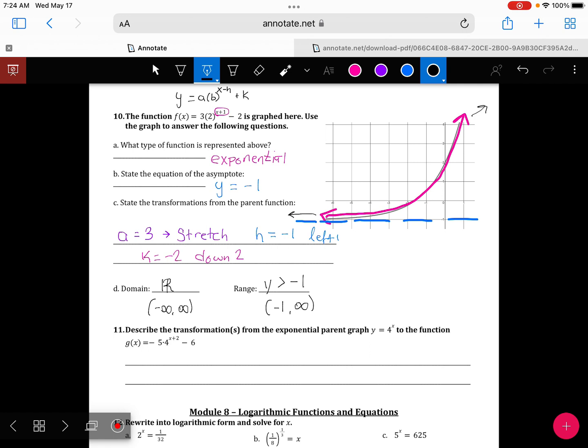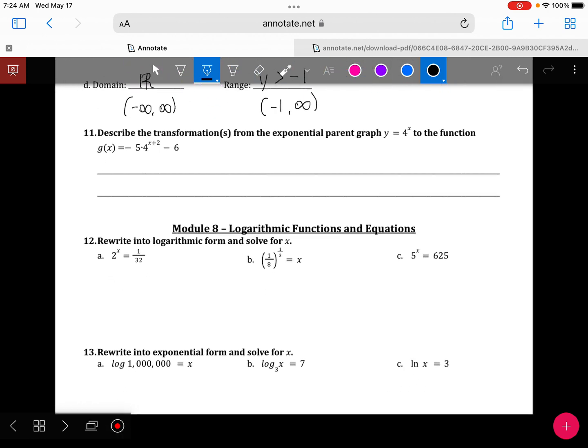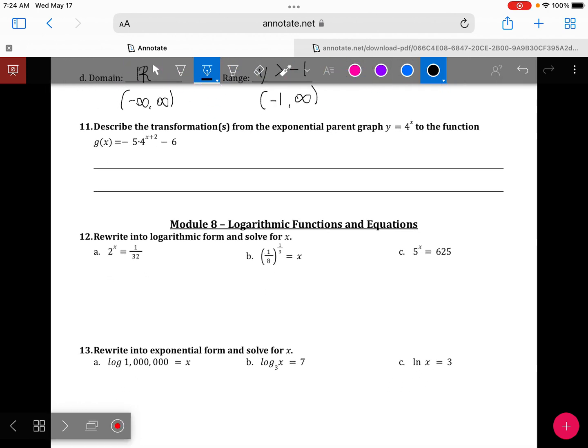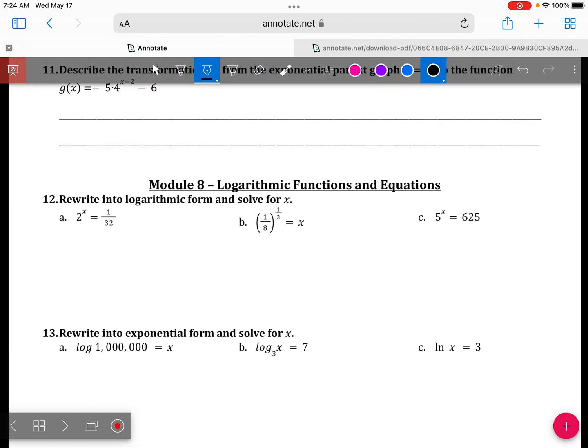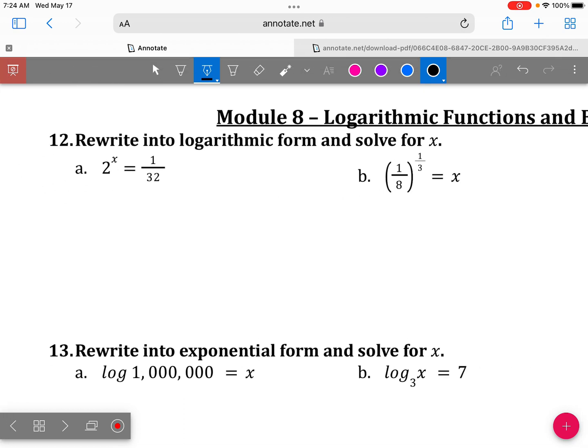Number 11 on this page is very, very similar. Identifying these pieces, you're going to find your A, H, and K. You're going to state what transformations it is. It just doesn't give you the picture. For this second one, let's see which one we want to do. Let's do A for number 12 here.